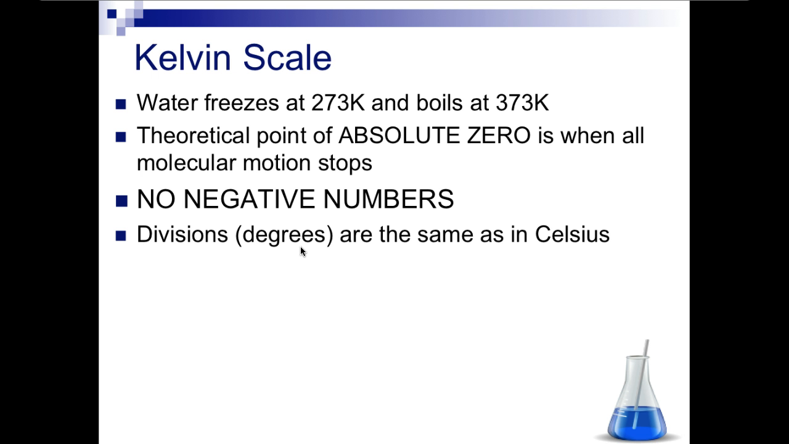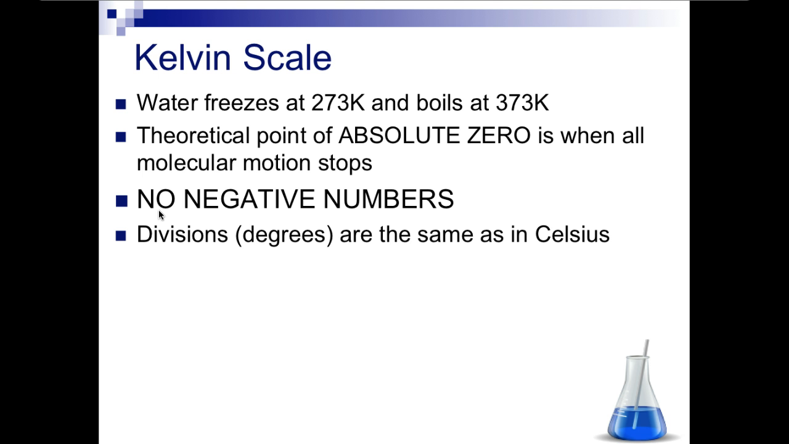Then there's the Kelvin scale. Kelvin scale is what we use when we are talking about particles a lot. Water freezes at 273 degrees Kelvin and boils at 373 degrees Kelvin. The theoretical point of absolute 0 is when all molecular motion stops. You've heard absolute 0 referred to in Big Bang Theory if you're a Big Bang fan. Basically, up to this point, we have not reached absolute 0. We have not been able to get to 0 Kelvin.